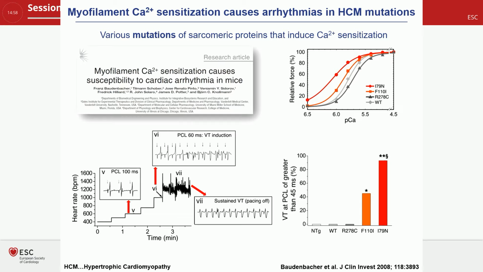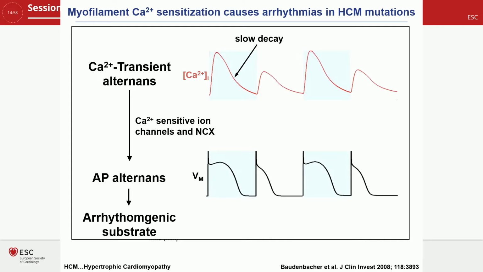tried to be answered by the group of Björn Nollmann a few years ago, where they investigated mouse hearts from transgenic mice with different affinity of the calcium proteins. You can see a leftward shift of the curve, and they showed that mice with a higher calcium affinity of contractile filaments have a higher susceptibility to pacing-induced ventricular arrhythmias.